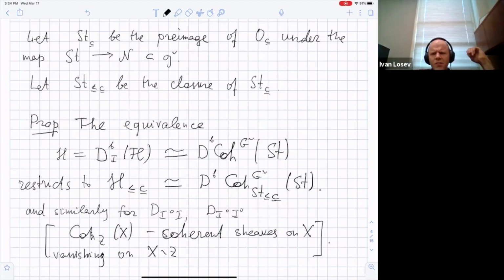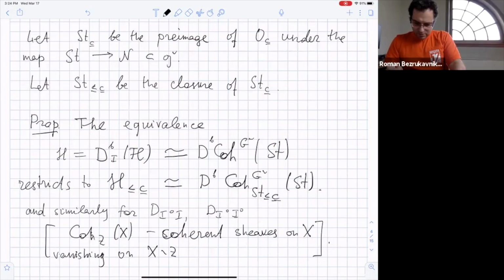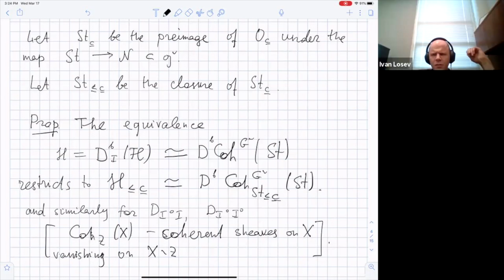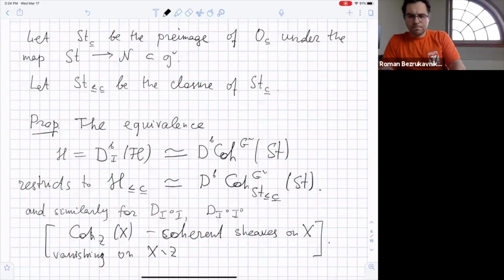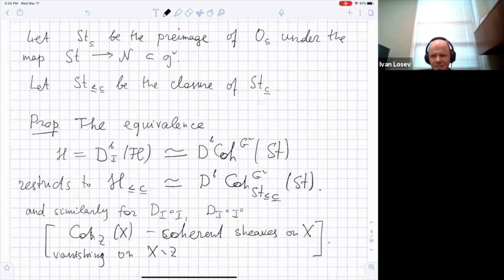Roman, do I understand correctly that they're not the same and you still need to take the preimage of the closure of O instead? Yeah, there is a preimage of the closure. The Steinberg variety is Lagrangian, right? So all components have the same dimension, and the preimage of O will be some of these components. Oh, good point, thank you.